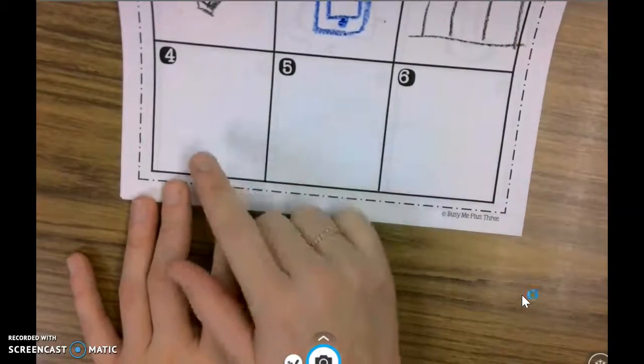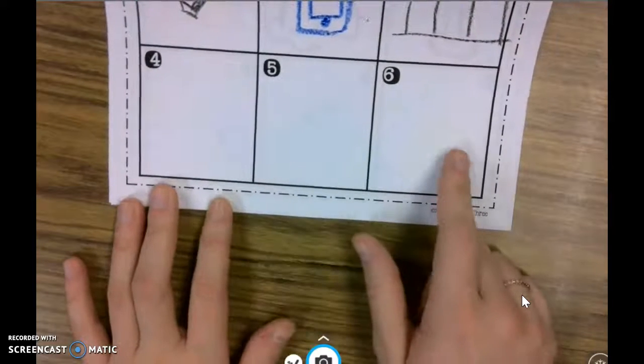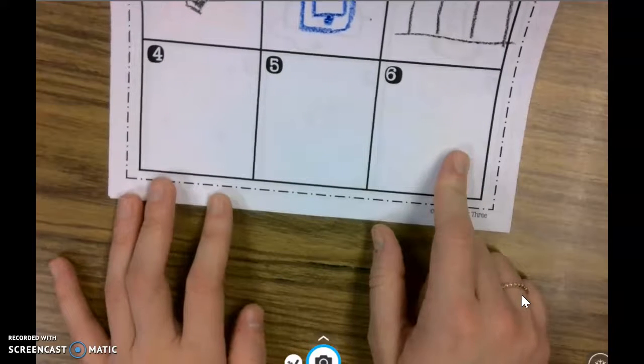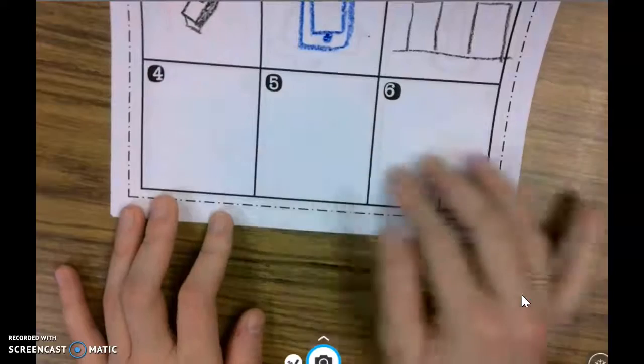Another thing you could draw a guitar, a drum, people talking. All of those things create sound. And if you can think of any others, do that too.